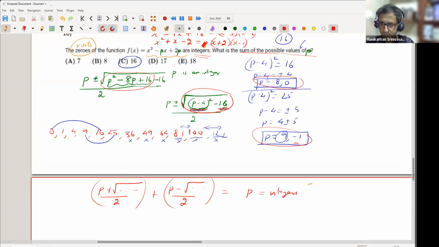Or if you do the difference, you'll end up getting that the difference, root of p minus 4 whole square minus 16, is an integer, right? Which means p minus 4 whole square minus 16 must be a perfect square. Only then I can take a root and arrive at an integer.